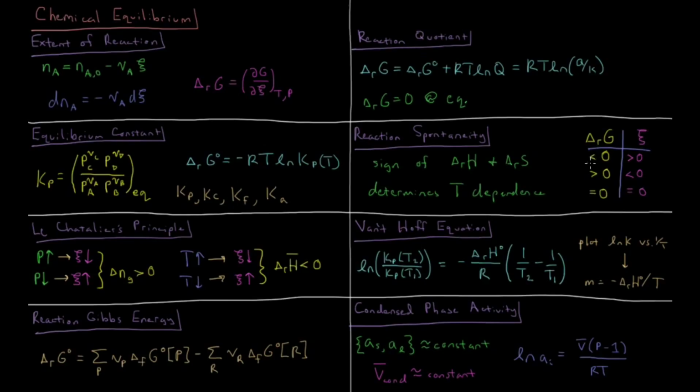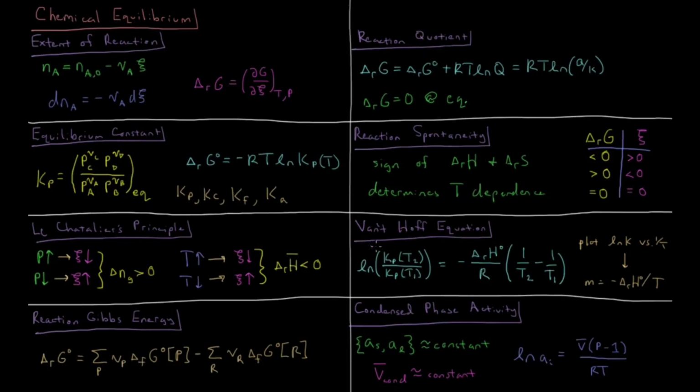If the Gibbs energy of reaction is less than 0, the reaction goes forward. If it's greater than 0, the reaction goes backwards. And if it's at 0, then the reaction is at equilibrium and it doesn't move in either direction. And then there's also temperature dependence, which depends on the sign of the enthalpy and the entropy of reaction as well, determining whether it's spontaneous at low temperatures, at high temperatures, at all temperatures, or at none.